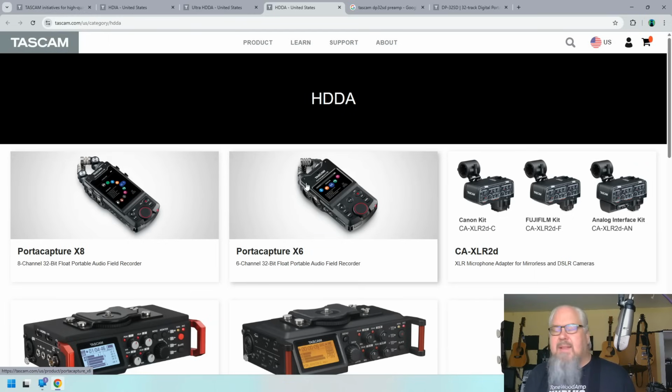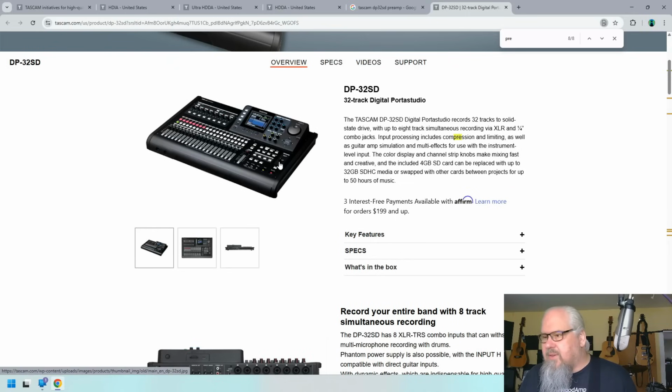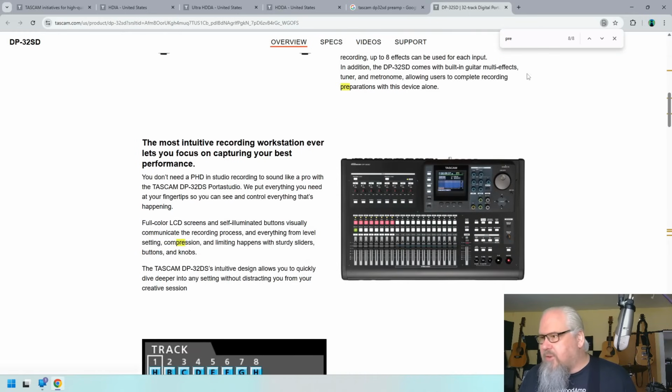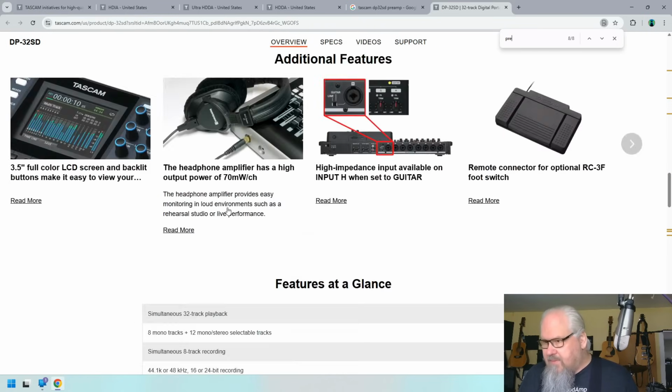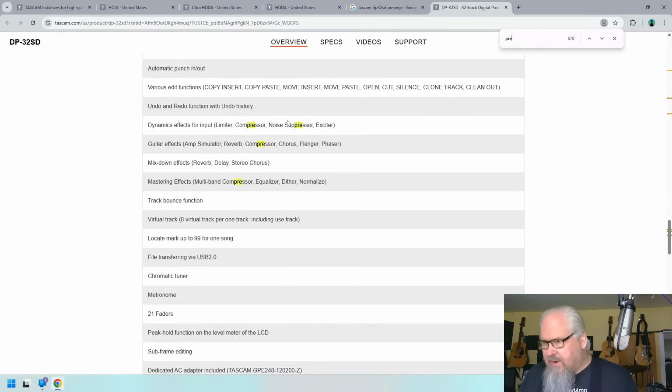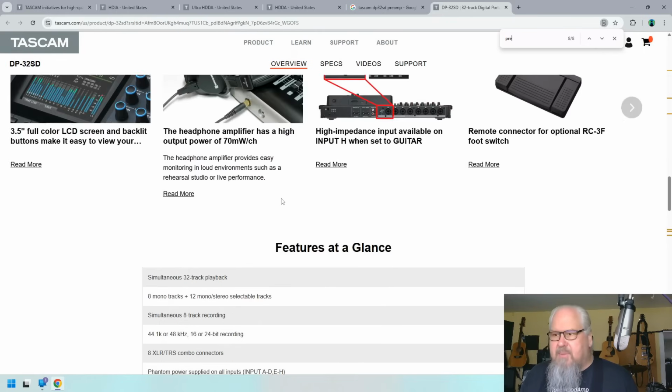So I looked up DP32. As you can see, it says Tascam preamp. I couldn't find anything in there in the books, the specs, nothing. I was looking at pre. I looked at preamp, couldn't find anything. Looked up pre. You got preparation, compression. And then in here, you have compression, noise suppression, pre. So no preamp information.